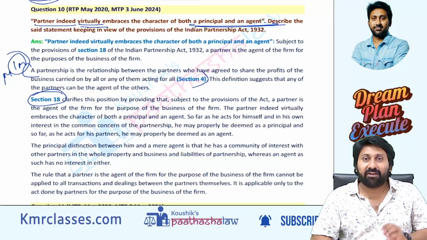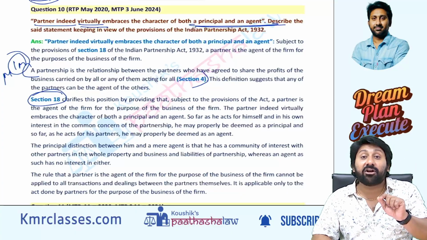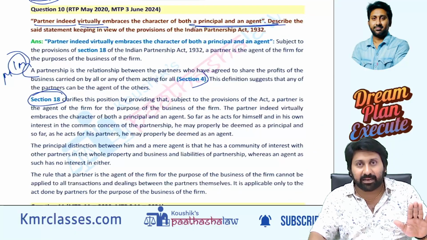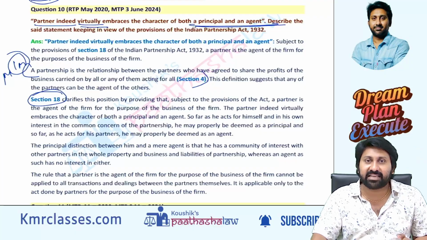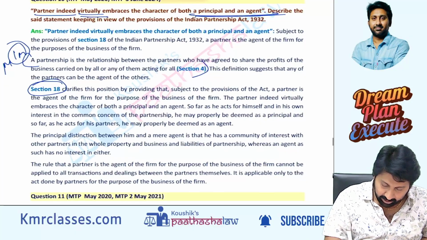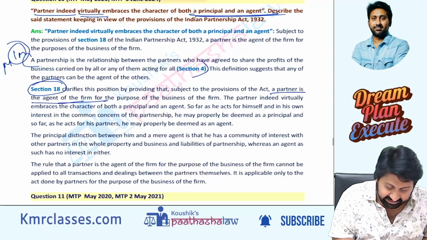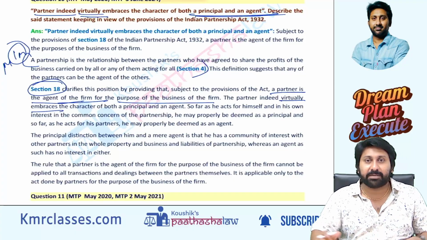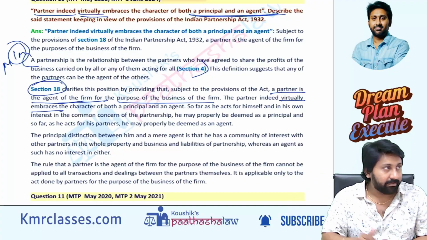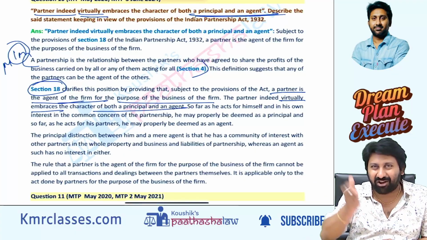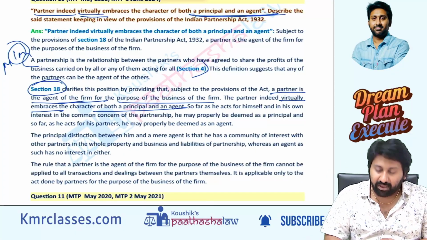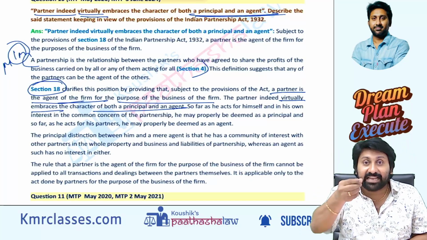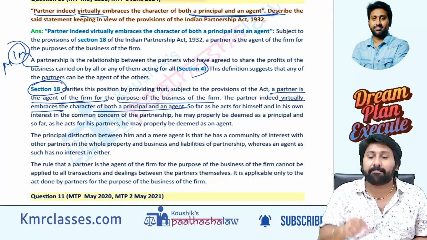Next, what we have to understand is that business is carried on by all or any of them acting for all. It means every partner is both a principal as well as an agent. So a partner is an agent of the firm for the purpose of the business. He virtually embraces, meaning he takes into consideration both principal and agent. We already read this in our first unit.